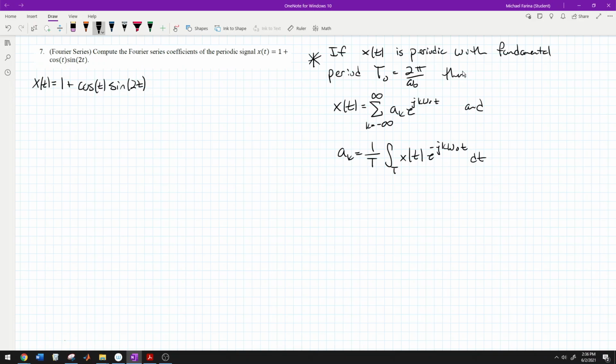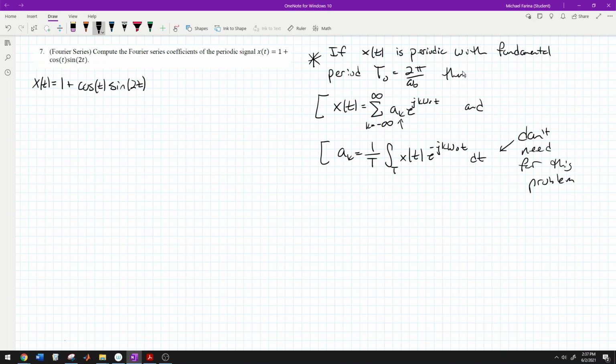from the handout Dr. Wang provided, if x of t is periodic with fundamental period t sub naught equal to 2 pi divided by omega sub naught, then x of t can be represented as this summation, and the Fourier coefficients, a k, in here are equal to this complicated looking formula. It is kind of scary looking, but it's pretty simple. But we don't need this one for this problem.